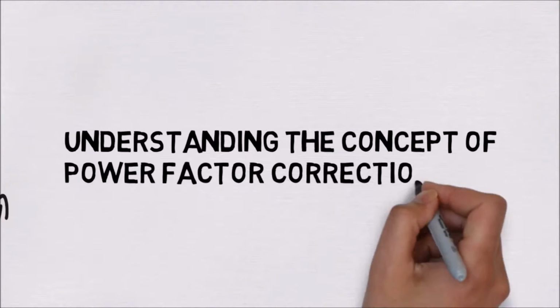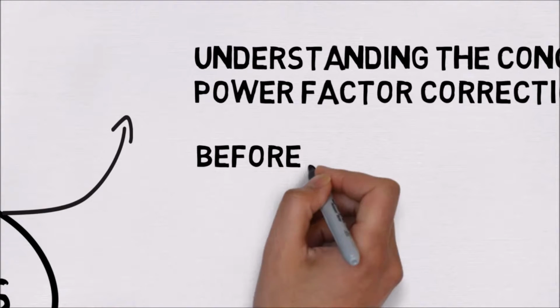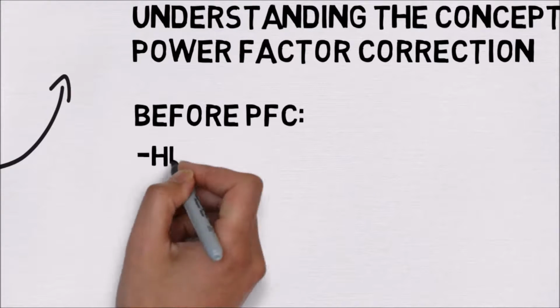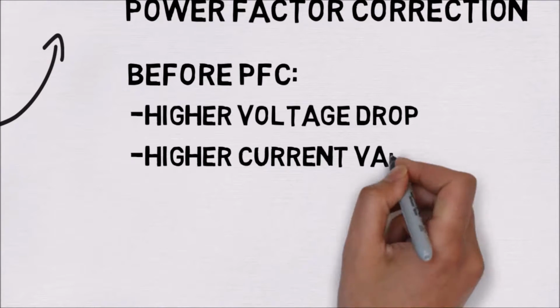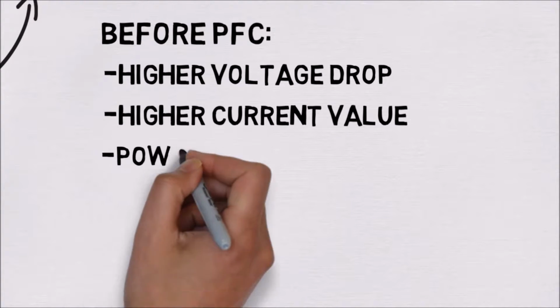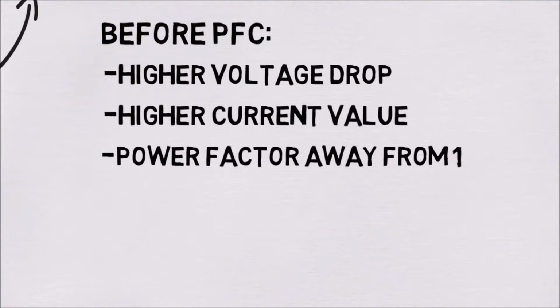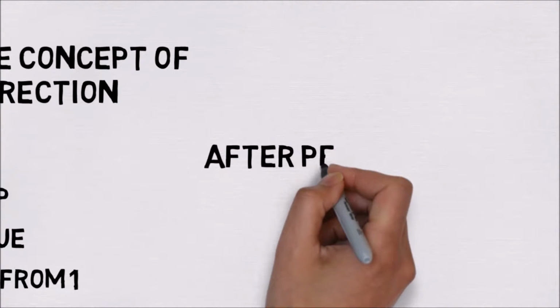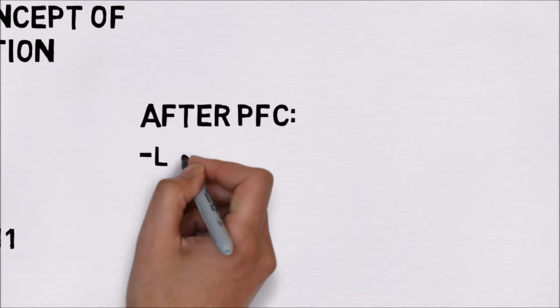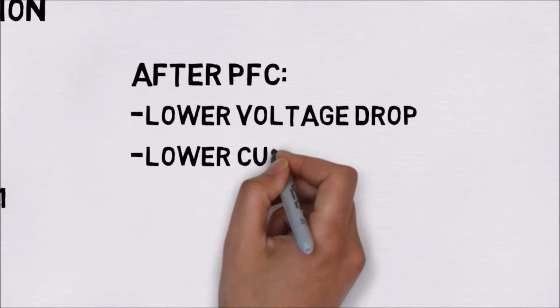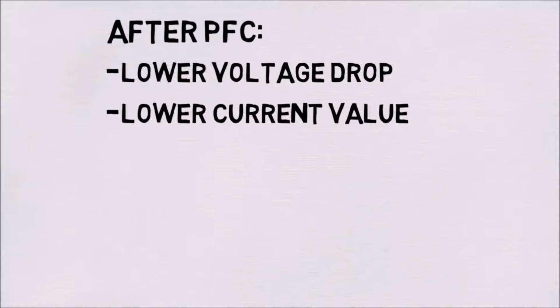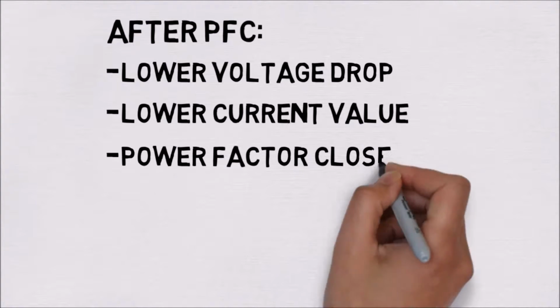The next objective is to understand the concept of power factor correction. Before power factor correction, the value of voltage drop will be higher, the value of current will be higher, and the power factor value will be away from 1. And after power factor correction, the voltage drop value will be lower, the current value will be lower, and power factor value will be closer to 1.